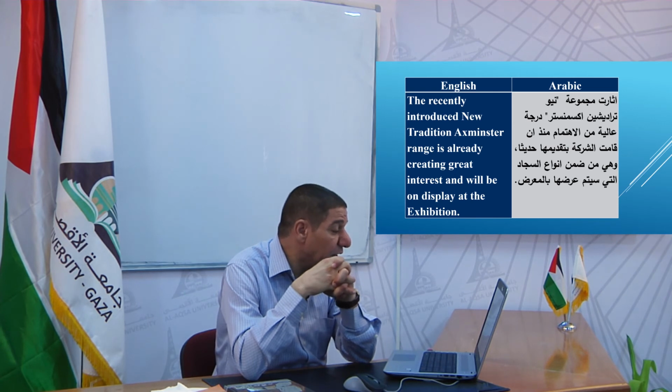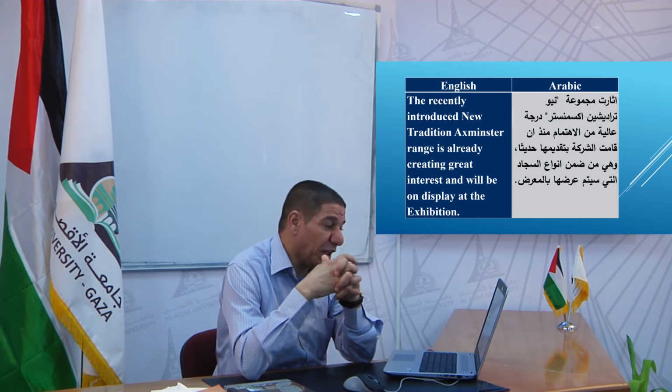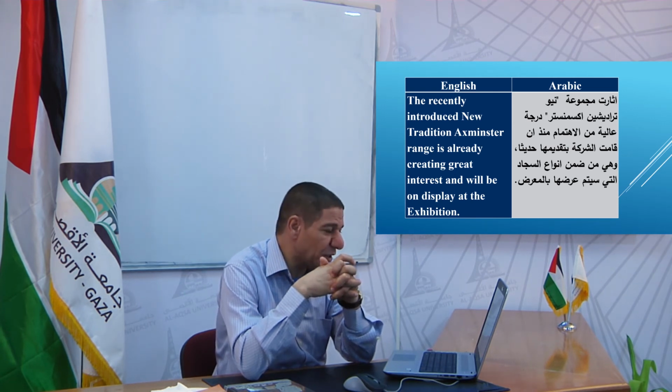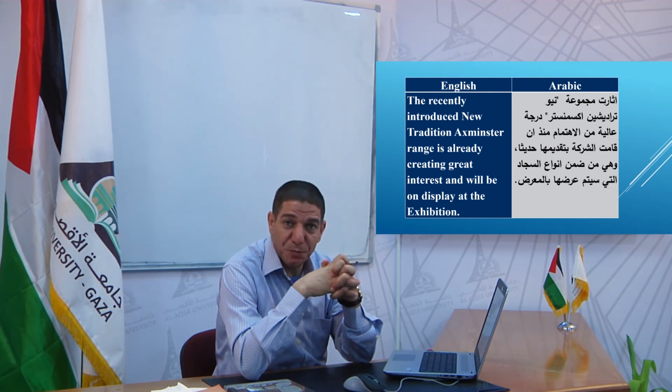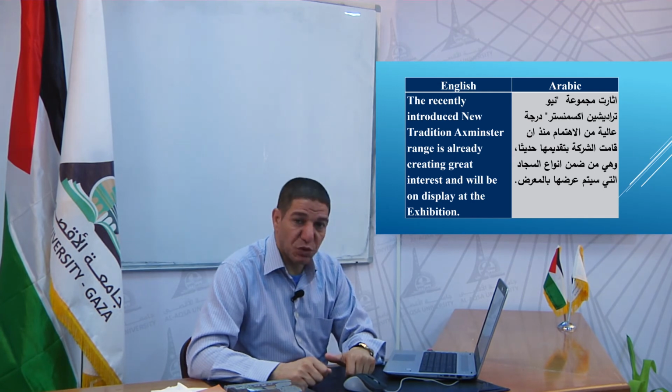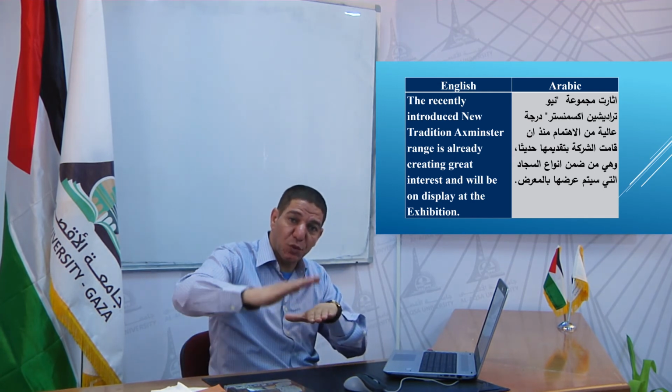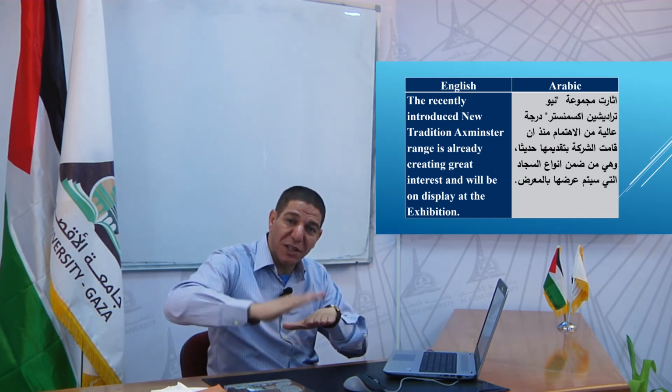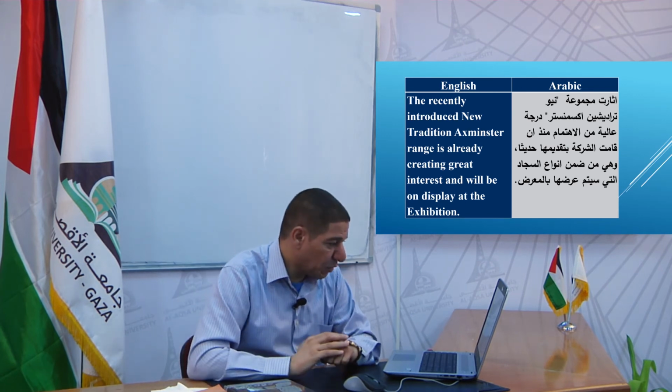درجة عالية من الاهتمام. Look at the word درجة. Is the word درجة existent in the source text? No, this is translation by addition, in order to fill the gap, in order to produce a coherent, smoothly going text in the target culture. Okay?